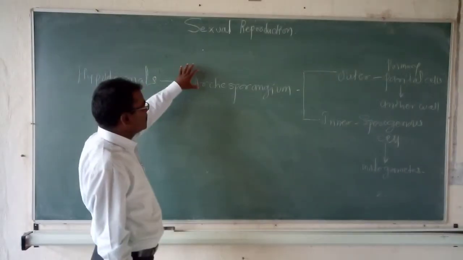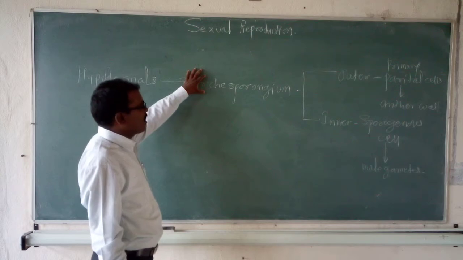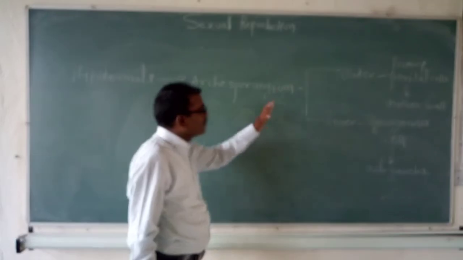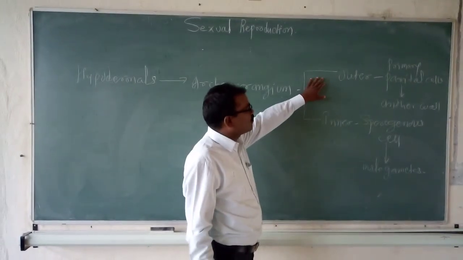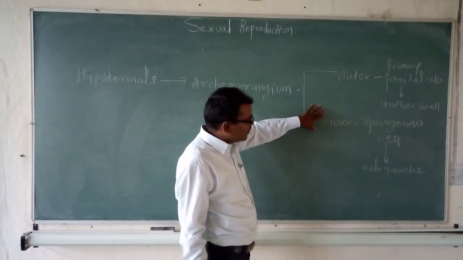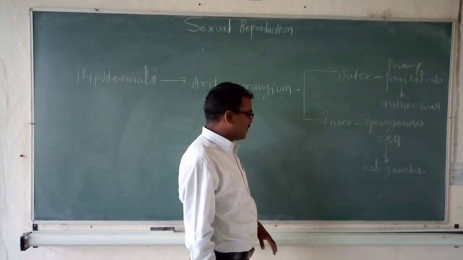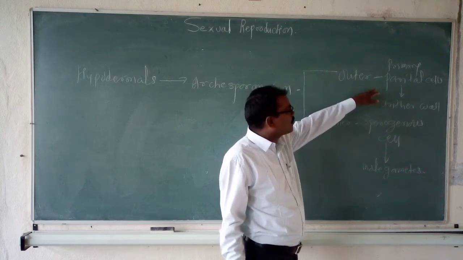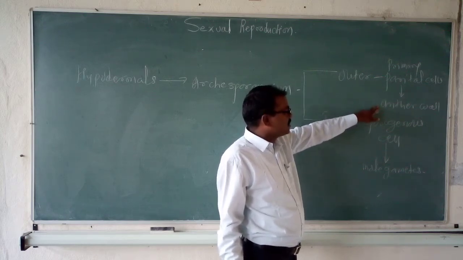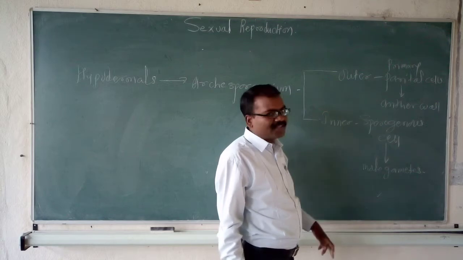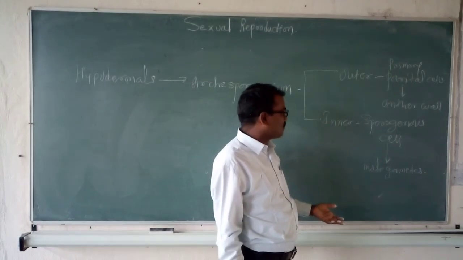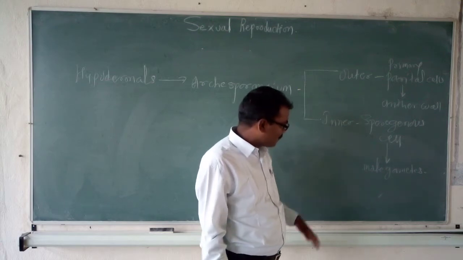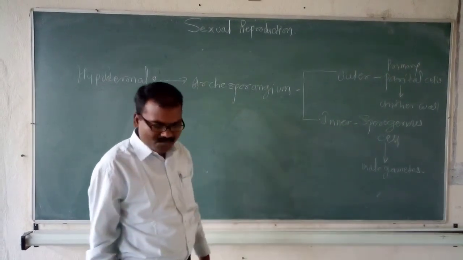Hypodermal cells are first converted into archaeosporangium or archaeal cells. The archaeosporangium gets divided into outer primary parietal cells and inner sporogenous cells. The role of the outer primary parietal cells is the development of the anther wall. In the anther wall, four layers are found, and from the sporogenous cells there is development of male gametes or microspores.